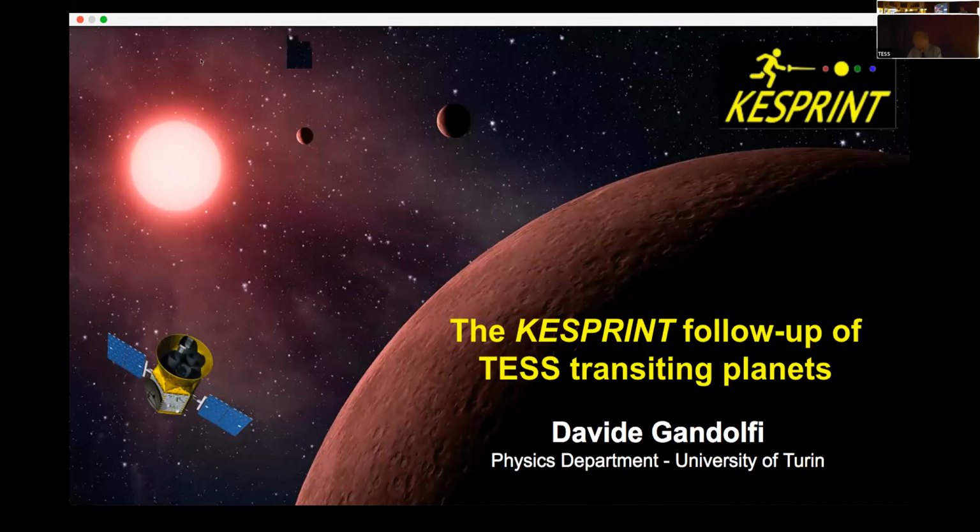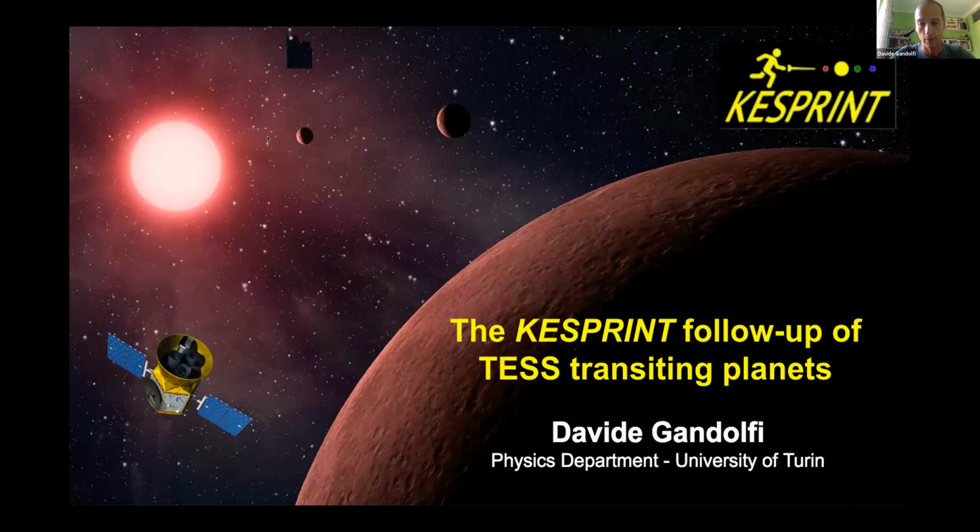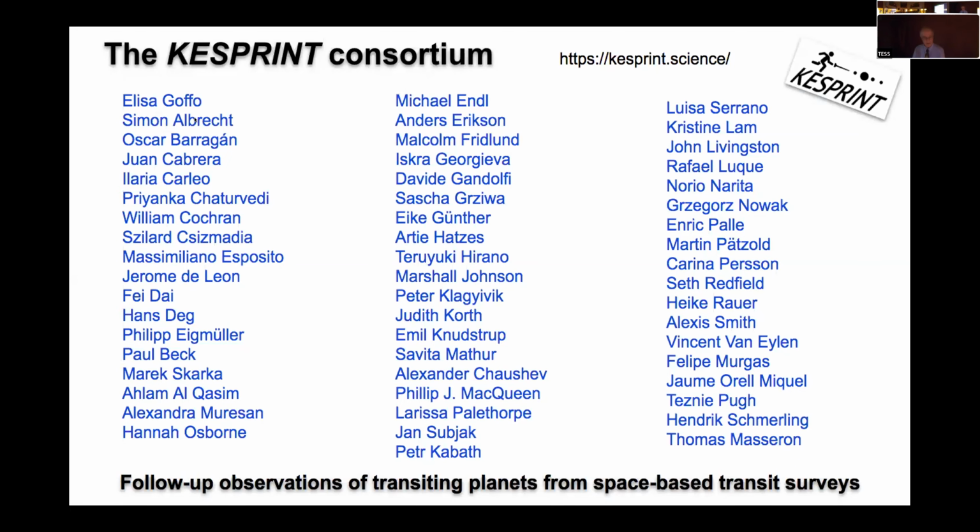All right. So I will be talking about the KESPRINT follow-up of TESS transiting planets. I'm talking on behalf of a big consortium. It's a big consortium, almost 50 people coming from all over the world. Basically, we have collaborators in the US, mainly in Europe, and also in Japan.